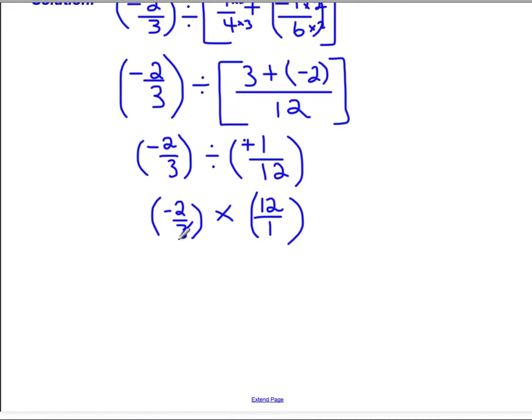I can do some cross cancellation, because 3 divides into both 3 and 12 evenly. And now I multiply across. So -8 over 1 or -8.